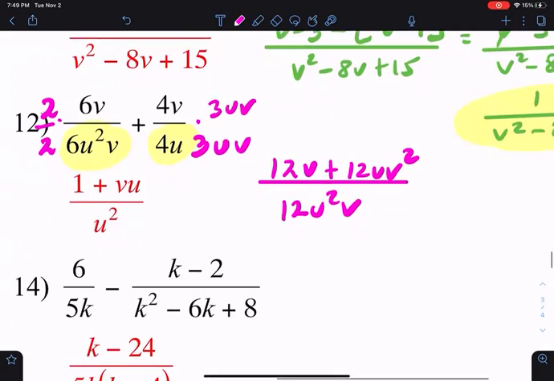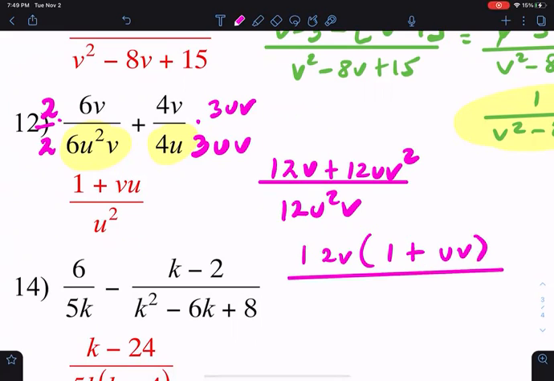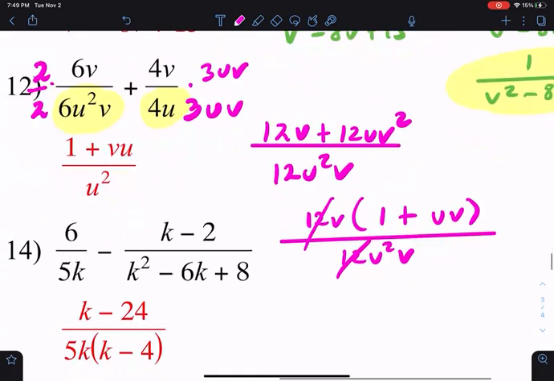So now you ask yourself this question, what is the GCF? Well, the GCF between these two is 12b. So this is going to be 1 plus ub over, this is 12 by the way, okay? And you have 12ub squared. So now this simplifies. And then this simplifies. So you get 1 plus ub over u squared, right? And that's it. That's the end of the problem.